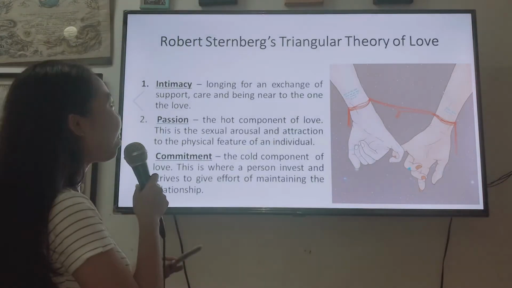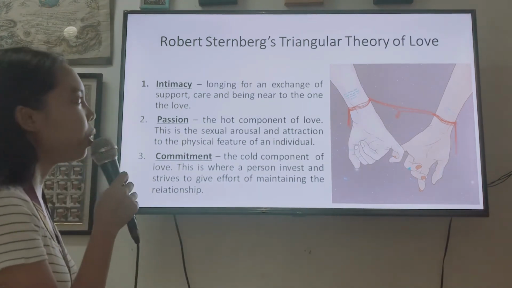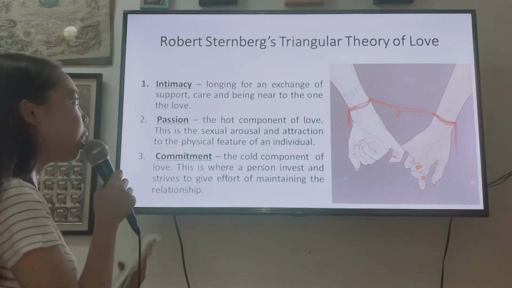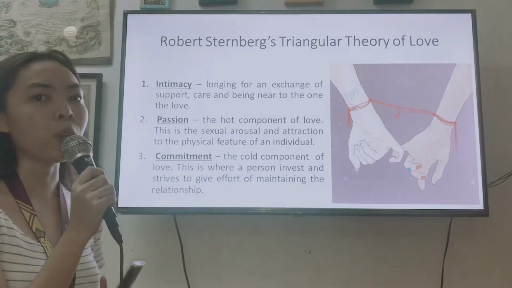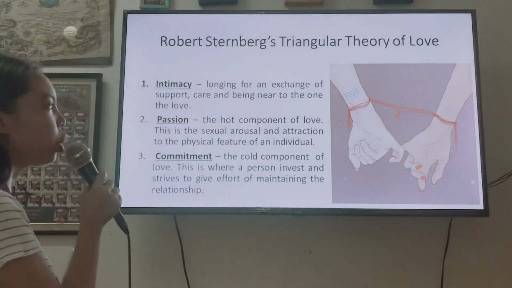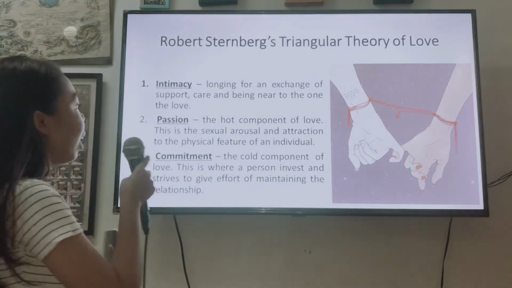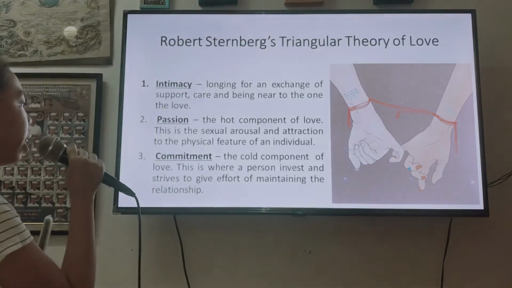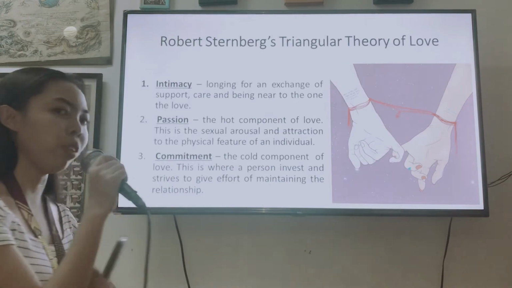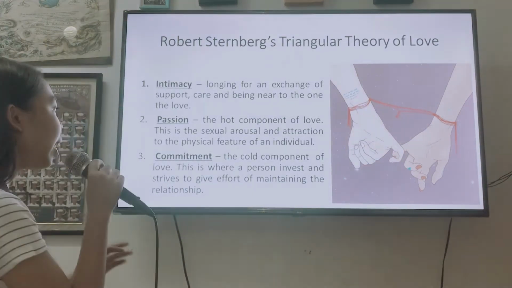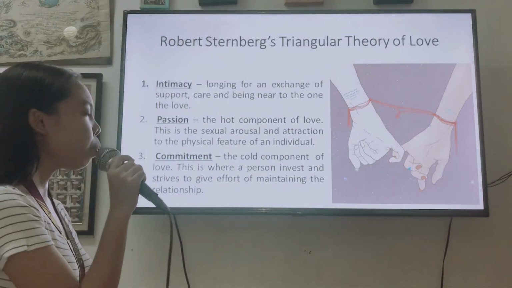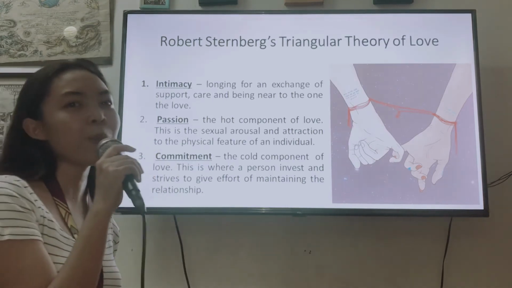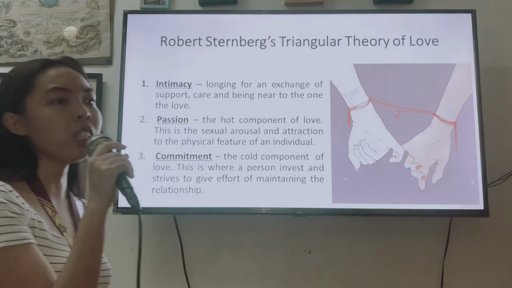So next we have Robert Sternberg's triangular theory of love. First is intimacy. It is the longing for an exchange of support, care, and being near to the one you love. Second is passion. It is the heart component of love. This is the sexual arousal and attraction to the physical features of an individual. And lastly is commitment, or what we call the core component of love. This is where a person invests and strives to give effort to maintain the relationship. For example, the person is committed, giving gifts every anniversary, just to show his or her love.